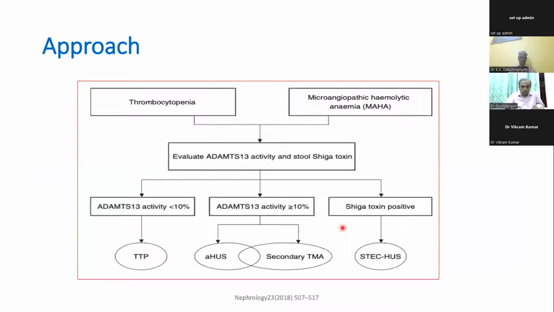So coming to the approach, this is the most important slide, which I will be discussing further in the following slides. First and foremost, we need to label a patient as TMA if they have these two conditions, that is, the presence of thrombocytopenia and microangiopathic hemolytic anemia.